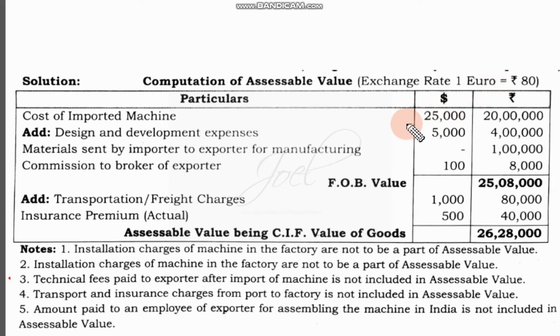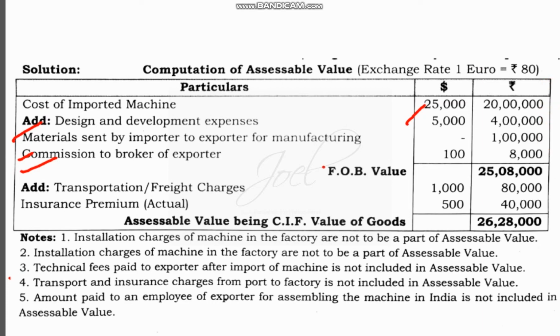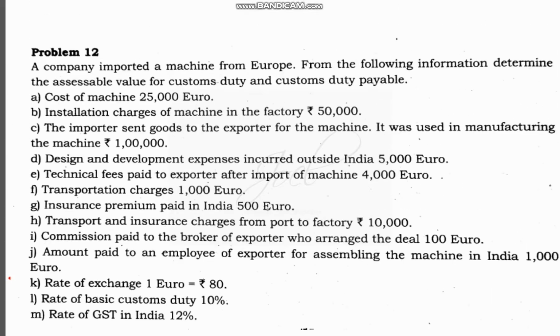Cost of the machine is given. To this we are going to add design development charges, material supplied by the manufacturer, and commission of the broker. Only these items will be added. Technical fees is not supposed to be added because it is incurred in India. Yes, I just told that technical fees is supposed to be added.